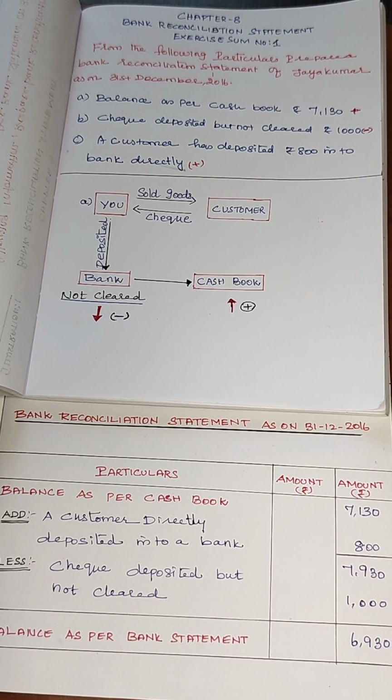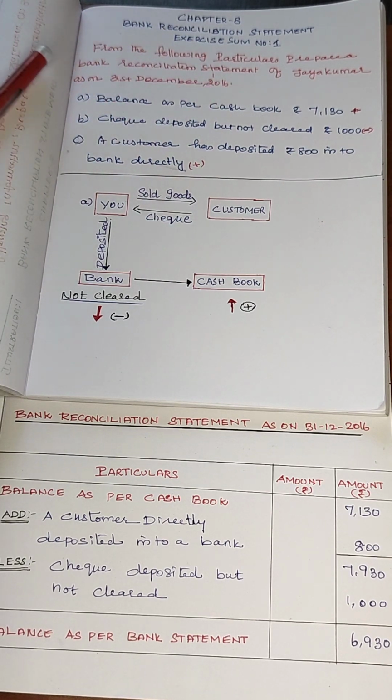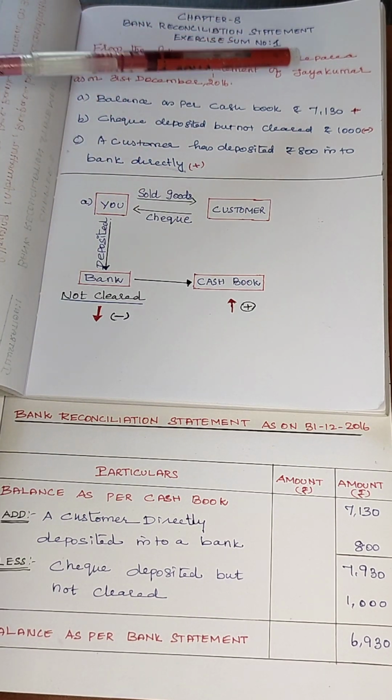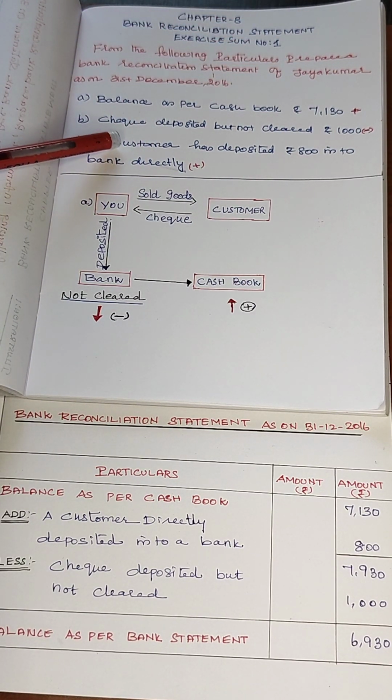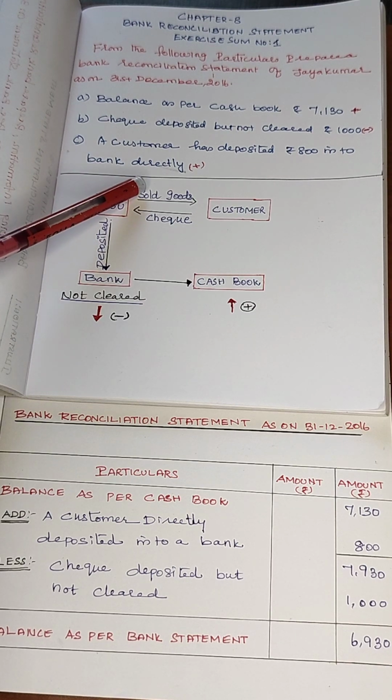In this video we are going to learn about 11th Standard Accountancy, Chapter 8 Bank Reconciliation Statement, Exercise Sum number 1. From the following particulars, prepare a bank reconciliation statement of Jayakumar as on 31st December 2016. Let's read the given transaction, that is balance as per the cash book rupees 7,130. A check deposited but not cleared 1,000 rupees. A customer has deposited 800 rupees into a bank directly.